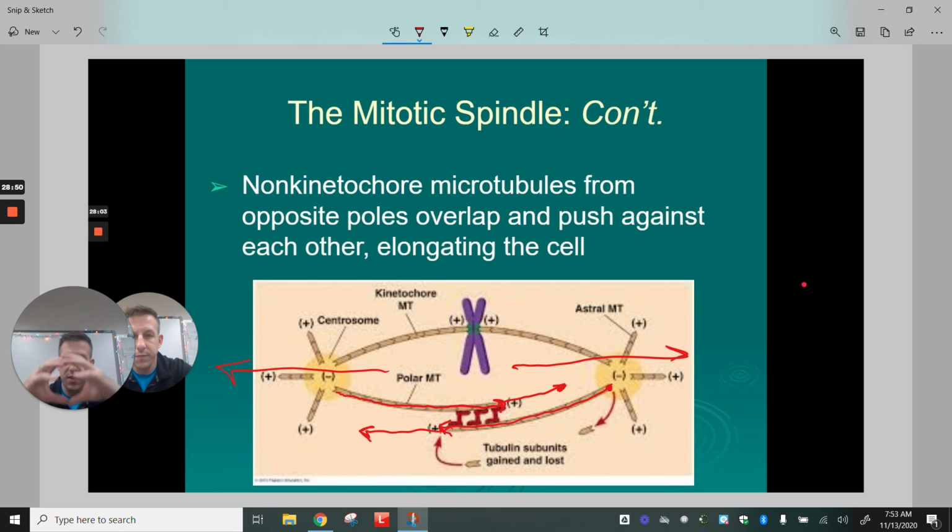So that cell is going to basically start here and it's going to stretch. And the reason it stretches is because it's got these things inside of it that are pushing opposite ways of one another. So the non-kinetochore microtubules, the ones that don't attach to the chromosomes, actually still do have a job. Oftentimes those are just kind of, in these diagrams we see, just left there and kind of ignored. Nobody talks about them.